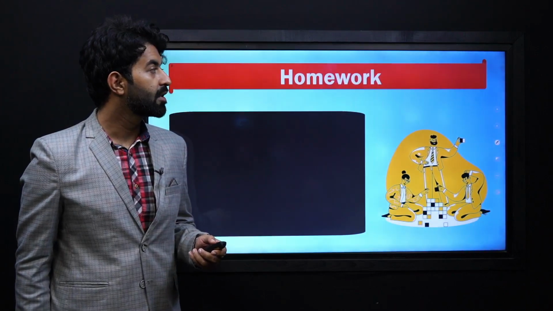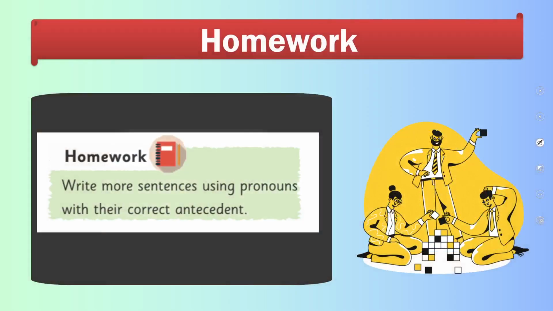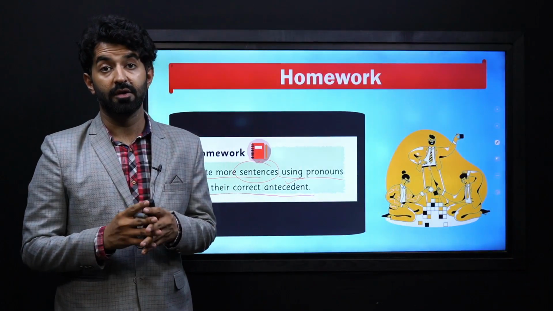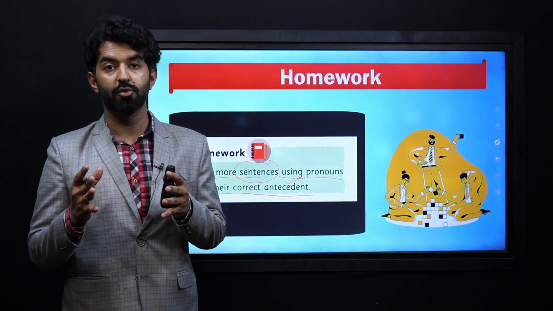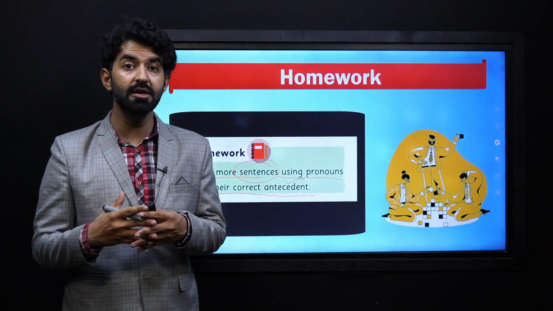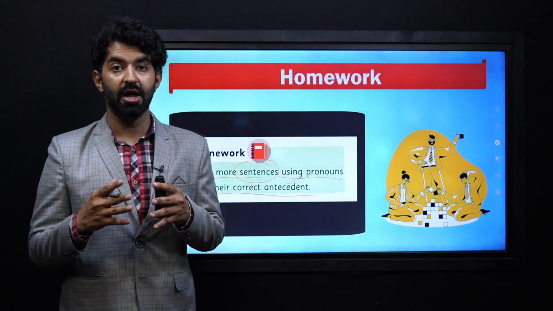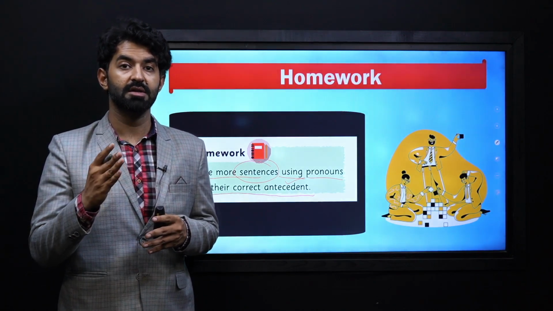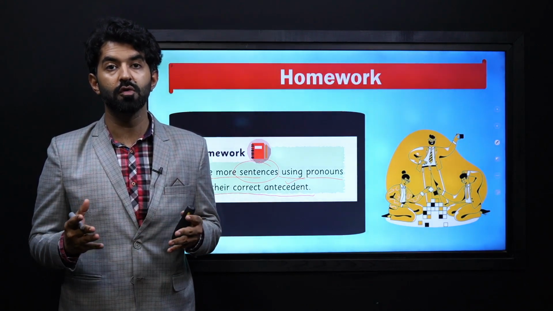Now we have come across our homework that you're going to do. The homework is to write more sentences using pronouns with their correct antecedent. Now that we have learned and we have seen that in number, person and gender, the pronoun and antecedent must agree with each other. So there has to be an agreement whether it's singular, masculine, feminine or neutral, and also for plural.